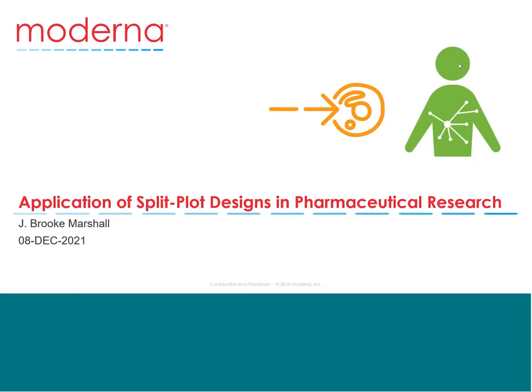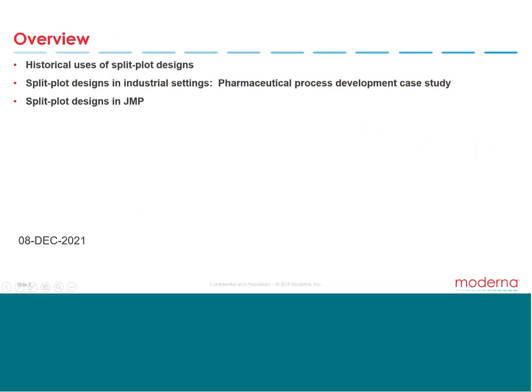So just to give an overview of what we're going to talk about today, I'm going to talk a little bit about the historical uses of split plot designs and try to set the stage for how these can be used in industrial settings. And then we'll walk through a pharmaceutical process development case study to really highlight the flexibility of these designs, and then talk about actually generating and modeling the split plot designs in JMP.